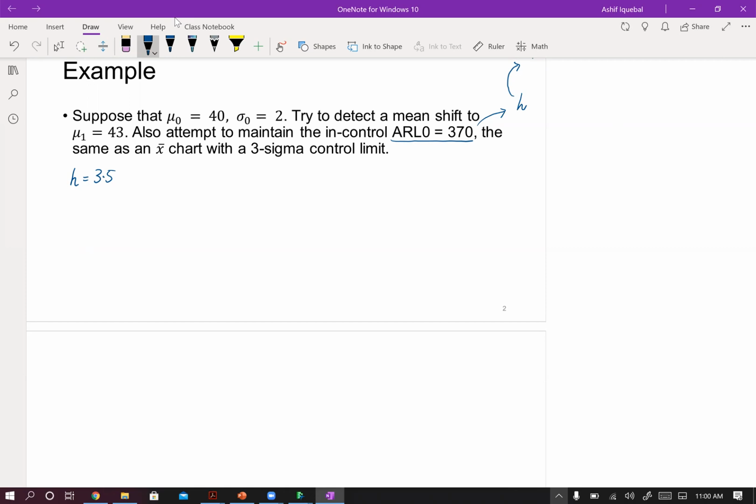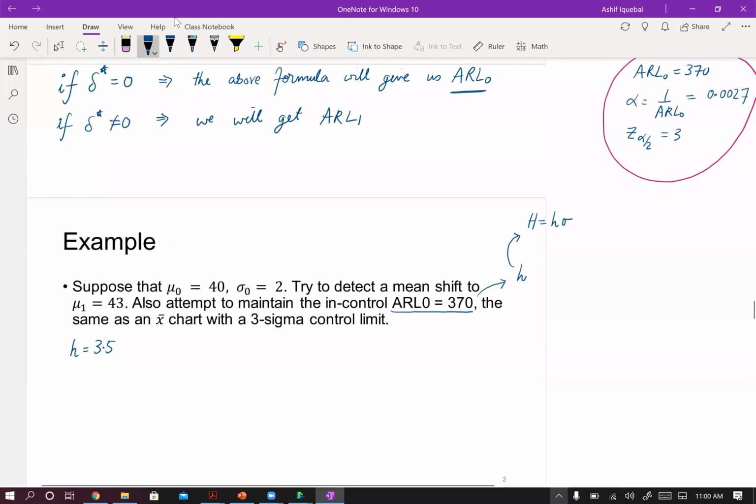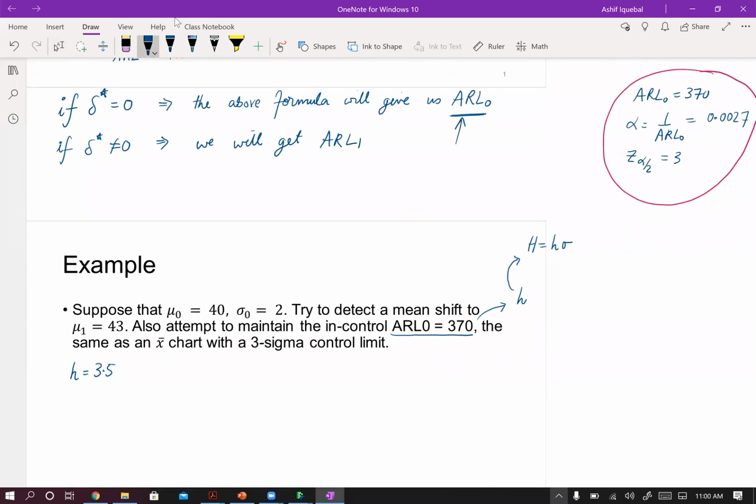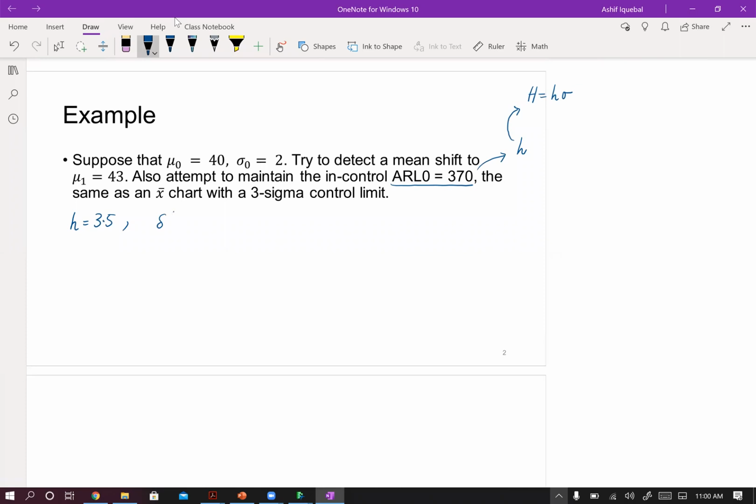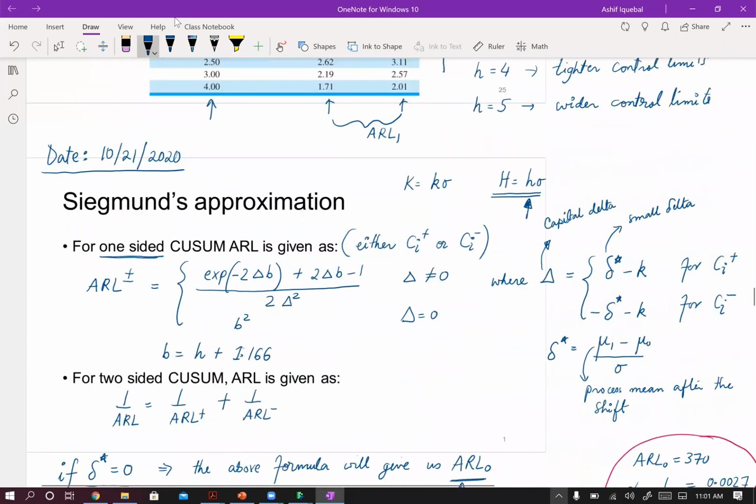Now, we want to find out ARL 0. So if you go back here, to find out ARL 0, we have to assume delta star equal to 0, right? So let's put this here. Delta star is equal to 0. We have these two values. And we also know that capital K is equal to small k times sigma, and we had the formula for capital K from the previous class, which is 1 by 2 times the absolute value of mu1 minus mu0. Professor, h should be 4.5, not 3.5. Yeah, right.